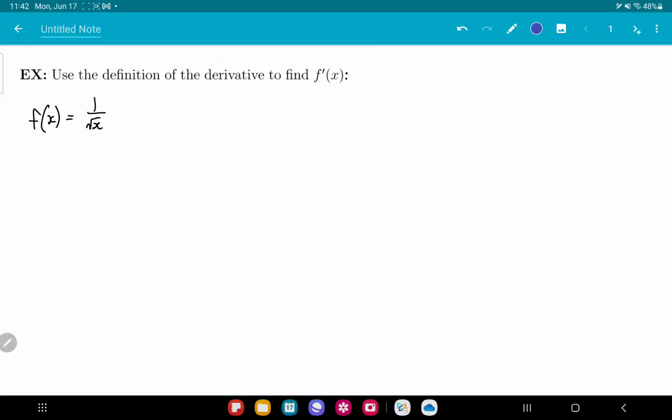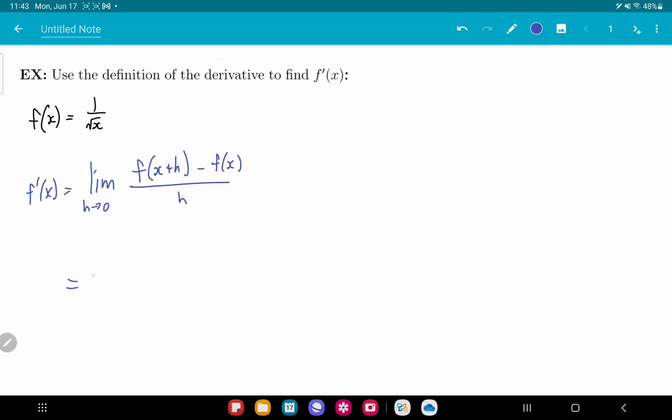Okay, let's start by writing down the limit definition of the derivative, which is f prime of x equals the limit as h goes to 0 of f of x plus h minus f of x, all divided by h. So here's my f here.